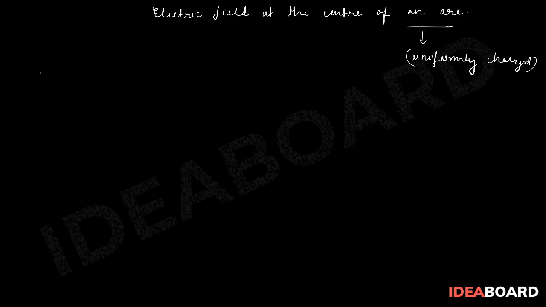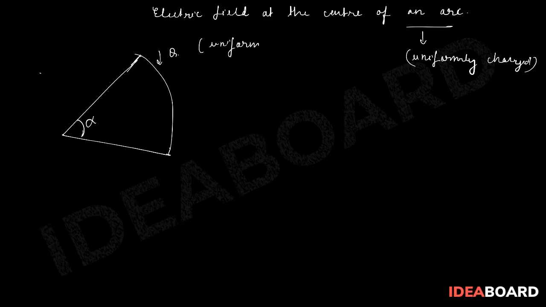Suppose that we have an arc like this, and suppose that this is the center of the arc. This is the center of the arc, and I'm assuming this arc subtends an angle alpha, total angle alpha. So now I want to calculate the electric field due to this arc. Obviously charge Q is uniformly distributed, uniform distribution. So we want to know the electric field at center.